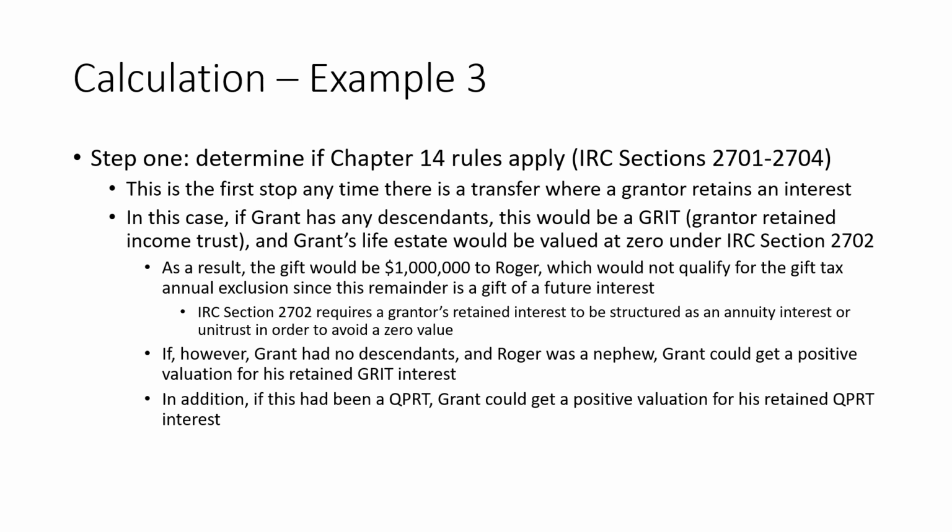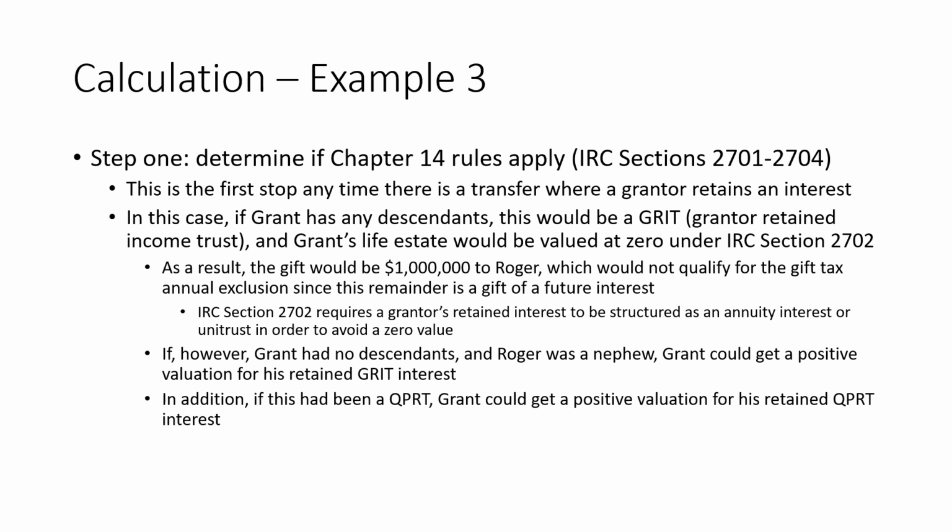Now, what would Grant need to have done in order to get a positive valuation here? He would have needed to structure this as an annuity interest or unitrust interest under Code Section 2702 in order to avoid a zero value. Because in that case, there's a guaranteed return to Grant. He can't just waive his right to income to create a spurious retained life estate that he may not have any intent to ever economically benefit from.